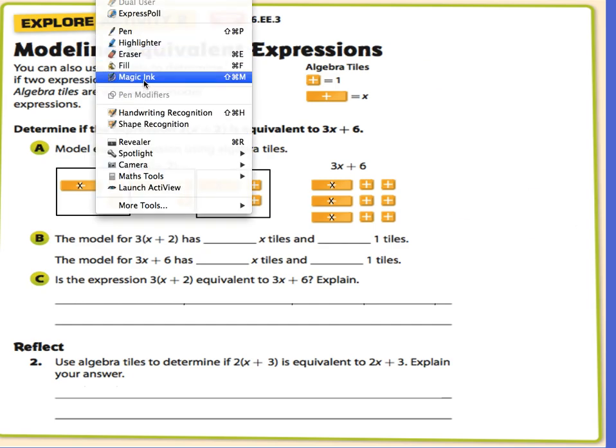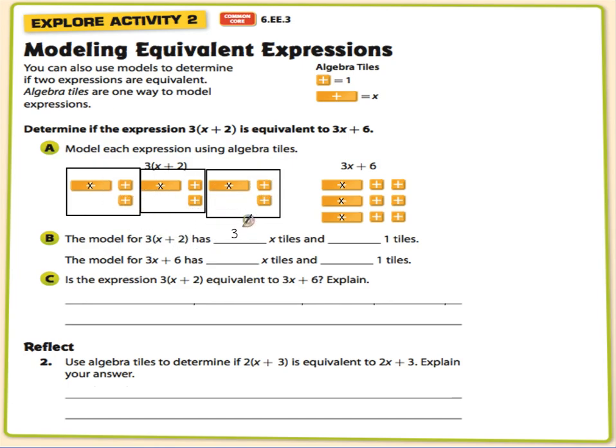Now in doing that, if I look at my totals, I see that in that grouping, I have a total of 3 x's and I have a total of 6 1 tiles. Now, when I look at 3 times x plus 6, that tells me that I have 3 x tiles and 6 1 tiles. So again, even though my expression looks different, I have the same amount of tiles. So we can see by the model that yes, they are equivalent, because they both have 3 x tiles and 6 1 tiles. So drawing these models can definitely help you, but you have to understand what the expression means.